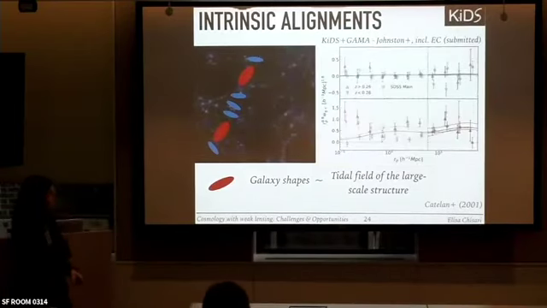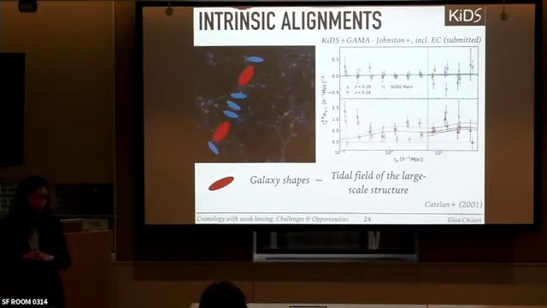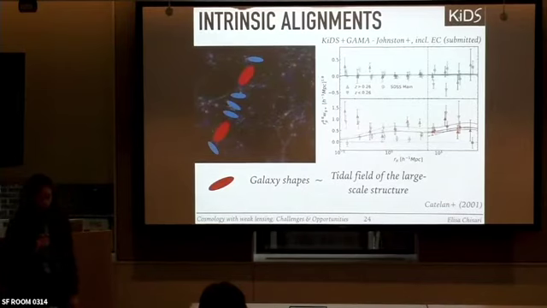Another way that we can make progress in quantifying these alignments is by looking at current survey data. So in this joint analysis of the KiDS and GAMA data sets, so GAMA is a spectroscopic sample that we combine with the KiDS weak lensing sample, we've split the galaxies in blue and red, and we see that the red galaxies have some alignment, and the blue galaxies have no alignment that we can see in the current observations.